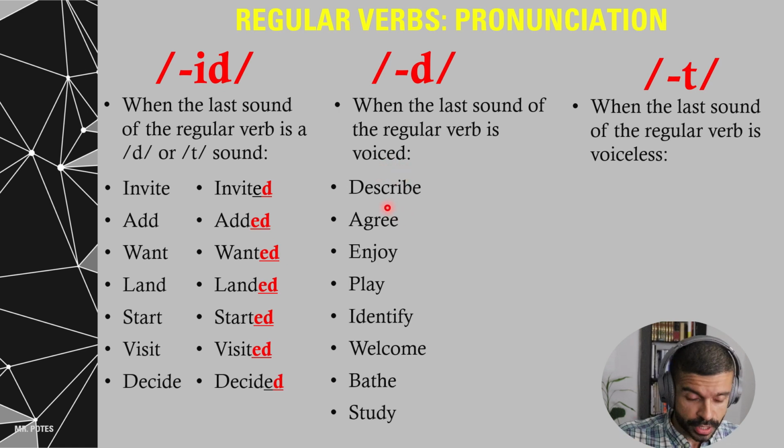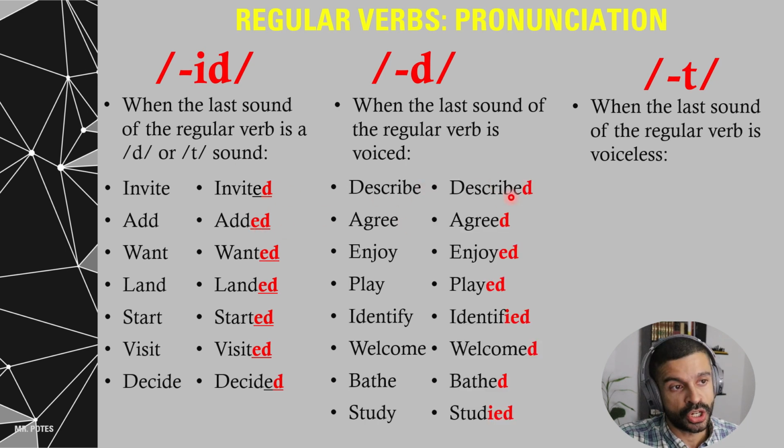So for these verbs, the last sound will omit the pronunciation of the letter E when we turn them into past. So although we write it like described, the E sound is omitted. So we should say described. A friend of mine says that these verbs are pronounced like Michael Jackson used to sing.